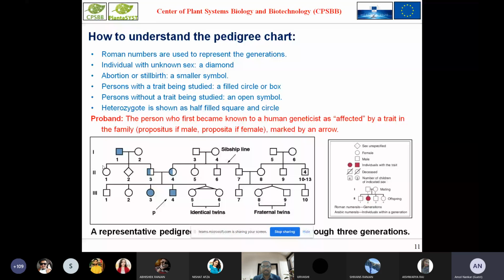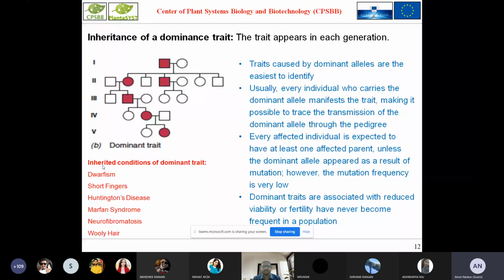We are going to go into very specific examples for the class, because according to Mendelian principles, each gene has one allele which is dominant and another allele which is recessive, and we look at how that inheritance happens. On this slide, you can see the inheritance of a dominant trait. We are going to see how the inheritance of this specific dominant trait happens.